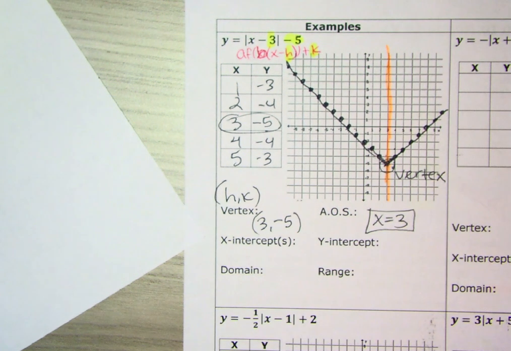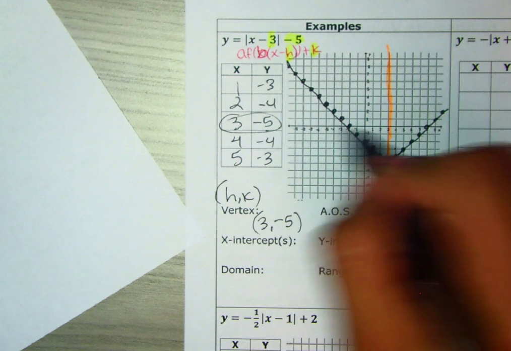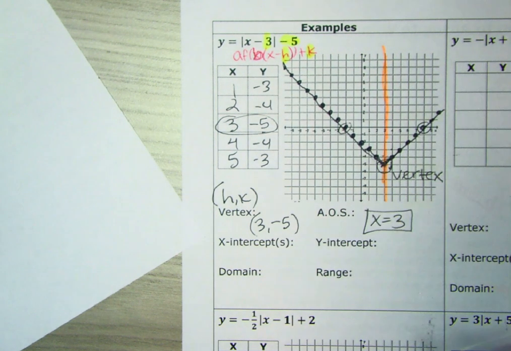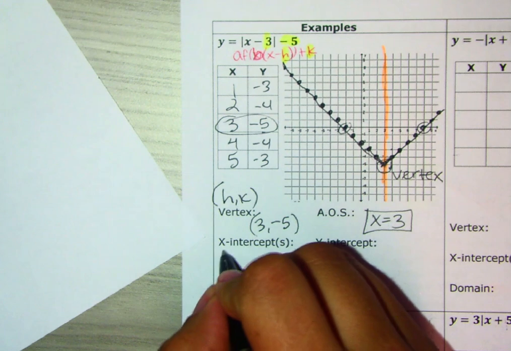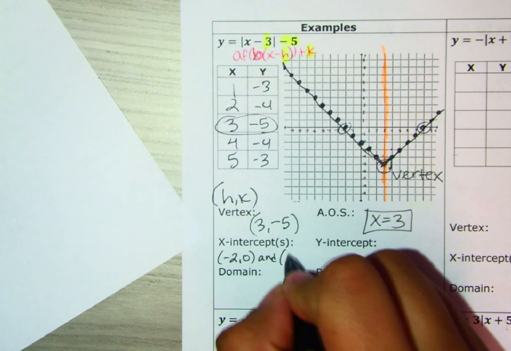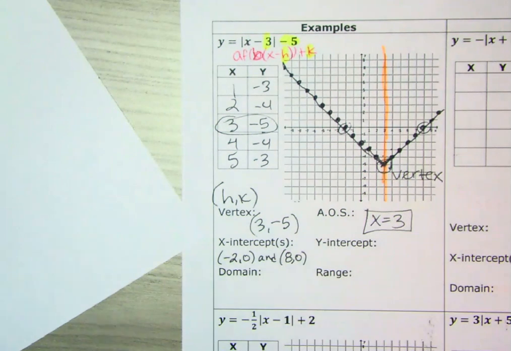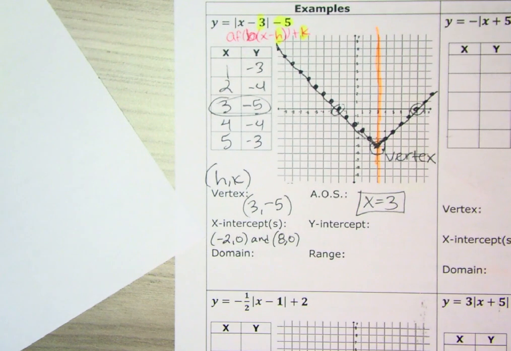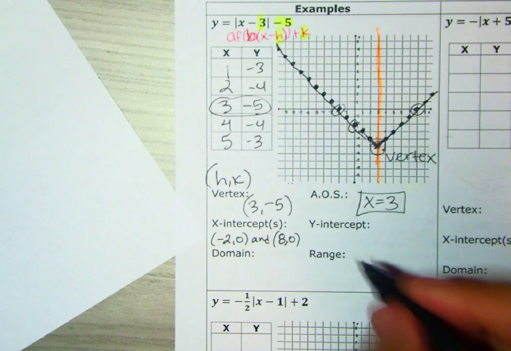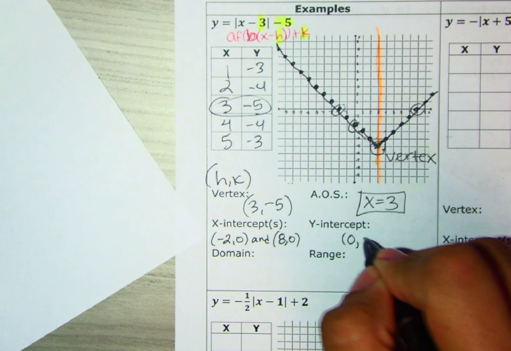Okay, so now we're going to identify the x-intercepts. The x-axis is right here, with an x-intercept right there and another right there. We need to write them down as points: (-2, 0) and (8, 0). For the y-intercept, the y-axis is right here, so this is your y-axis, and we're going to write it as (0, -2).